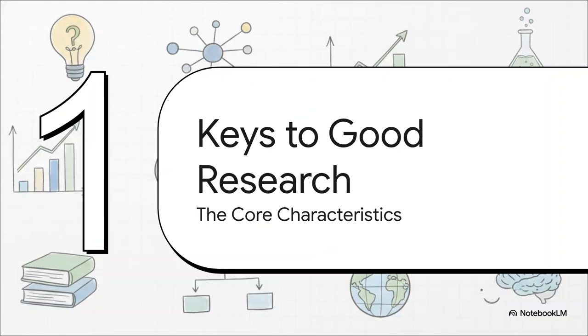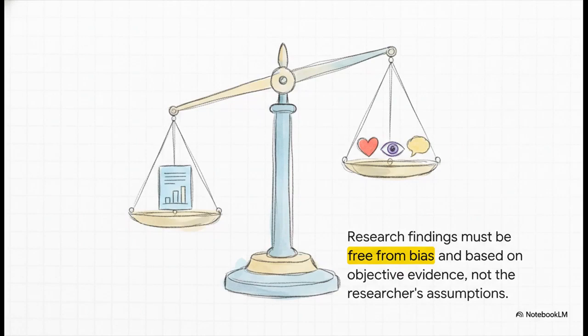Okay, so we know we need a plan, but let's be real. Not all plans are created equal. For a research design to give you results you can actually rely on, it needs to have 4 key ingredients. Let's break them down. First up is neutrality. This is huge. It means the results have to be based on the actual evidence, not on what the researcher was hoping to find. The data has to speak for itself, totally free from any personal opinions or bias.